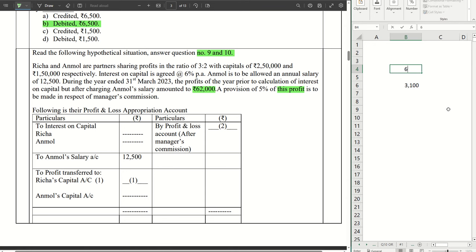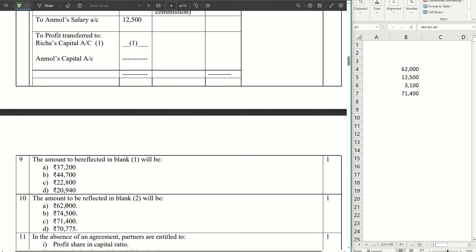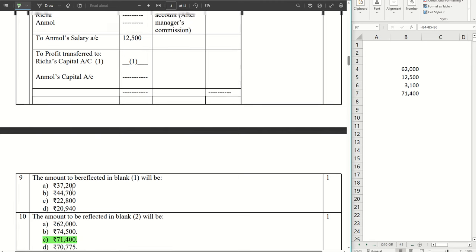62,000 is the profit, and the partner's salary of 12,500 should be added back because that is an item of P&L appropriation that will be debited in the P&L appropriation account. So for the profit amount, that needs to be added back. So 62,000 plus 12,500 minus the commission, 71,400, is the profit in the P&L account after manager's commission. So here it's better we calculate the second one first, that means number 10 first, so that we can easily calculate number 9.